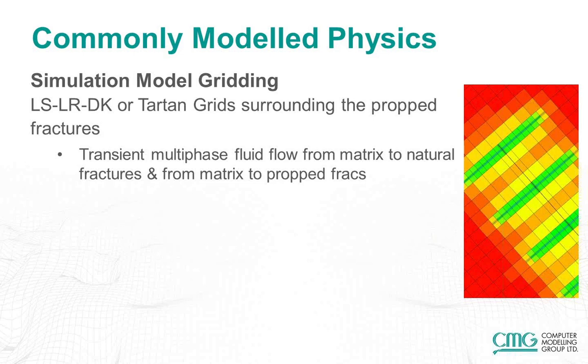We can also use the dual permeability system to account for the natural fracture flow away from our main prop fractures. So this method will allow us to account for transient multi-phase fluid flow from matrix and natural fractures as well as from the matrix to the prop fractures. We can also add in corrections to account for non-Darcy flow in the prop fractures where we would reach high velocities near the well laterals.